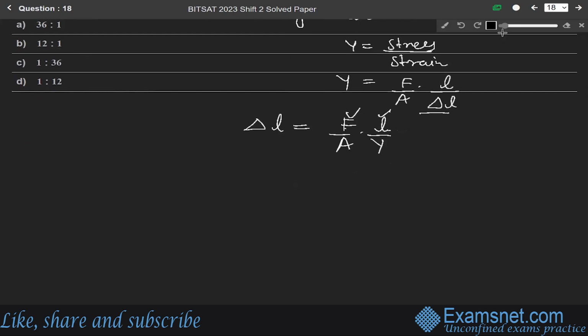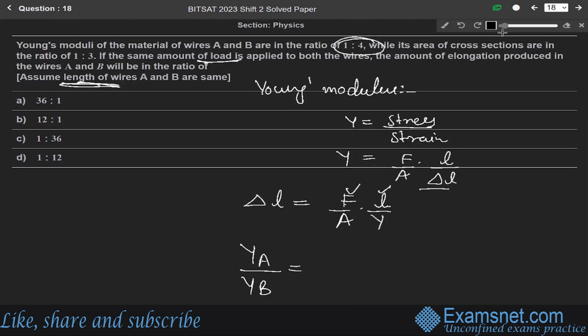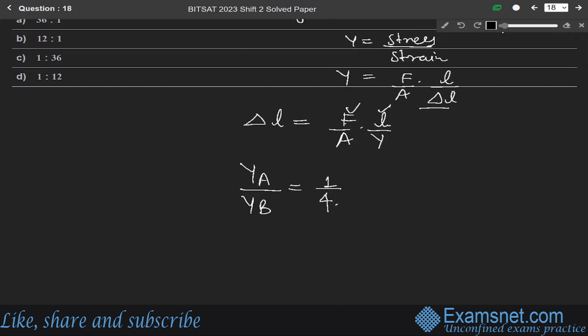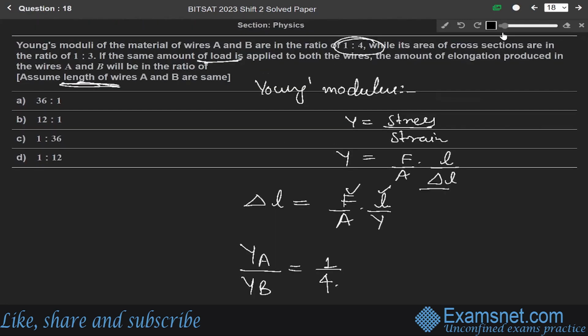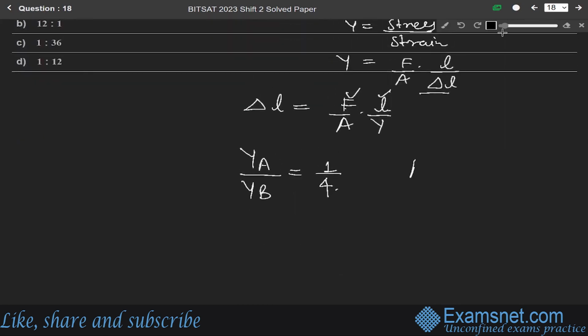So we can write Y_A, Young's modulus of wire A over Young's modulus of wire B, as given in the question. They are given in the ratio of 1:4. And area is given in the ratio of 1:3. So area of A over area of B is given as 1:1/3. So just put the value.